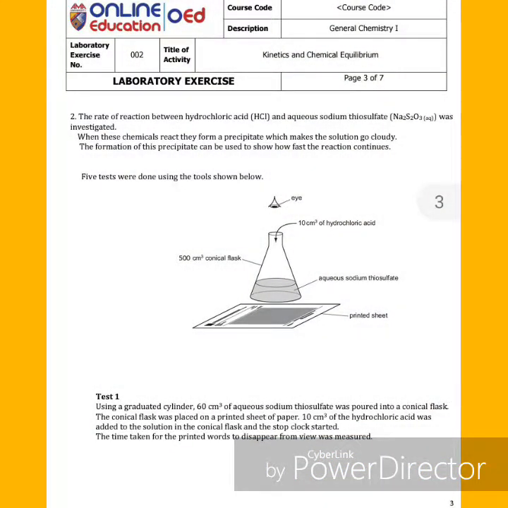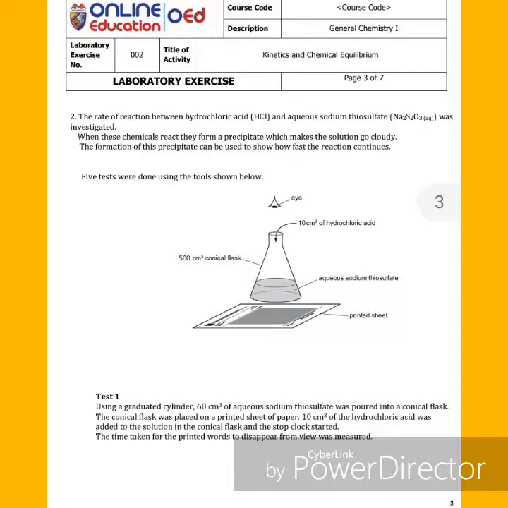Number 2. The rate of reaction between hydrochloric acid and aqueous sodium disulfate was investigated. When these chemicals react, they form a precipitate which makes the solution go cloudy. The formation of this precipitate can be used to show how fast the reaction continues. 5 tests were done using the tools shown below.